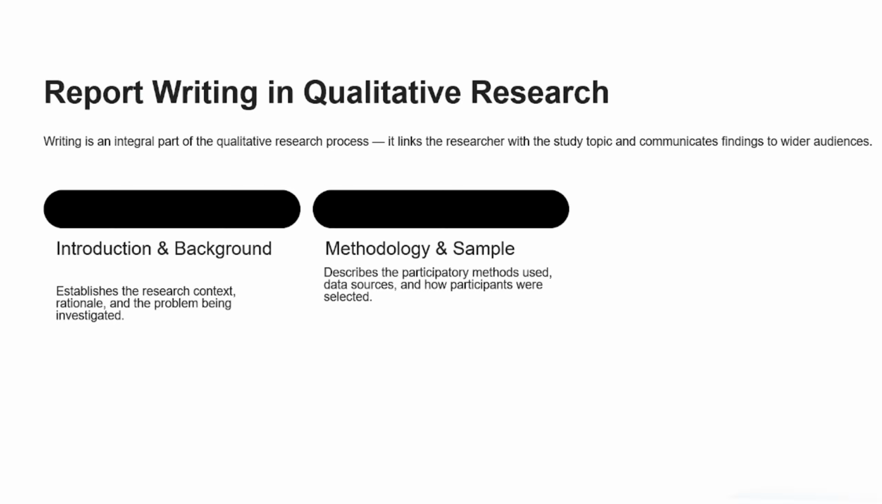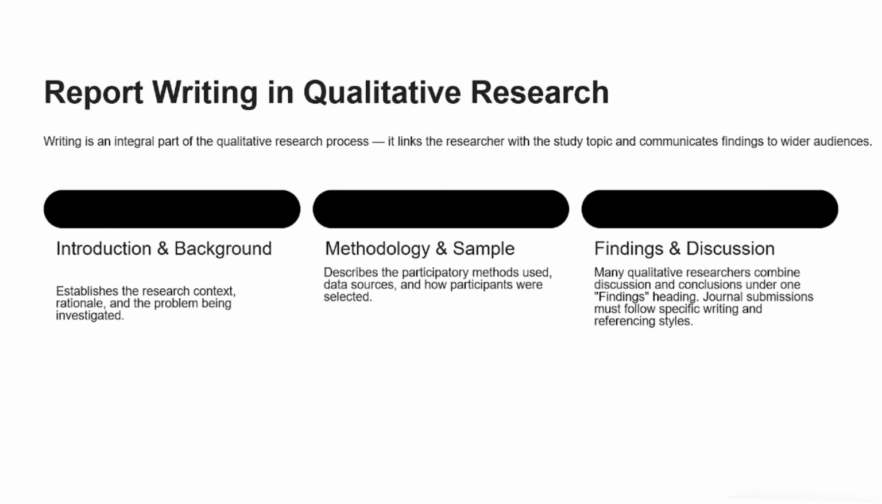Second, methodology and sample. Here, the researcher describes how the study was conducted. This includes the method used, sources of data, and how participants were selected. It ensures the study is clear and understandable.